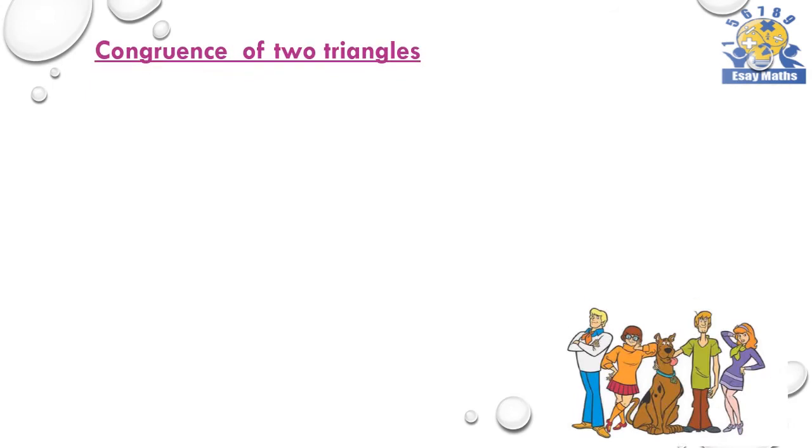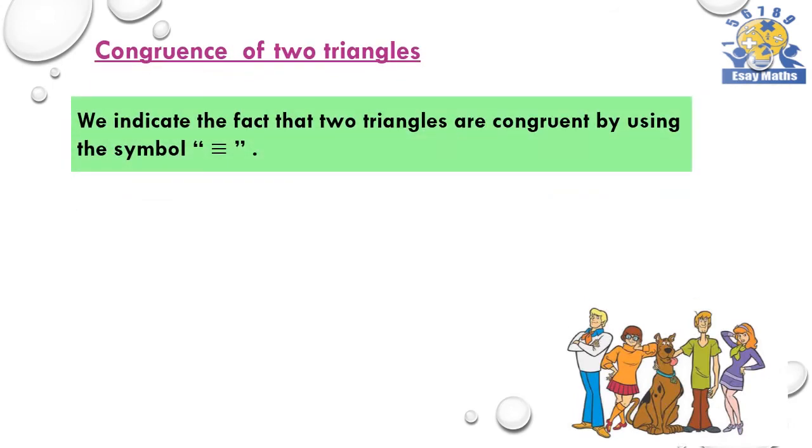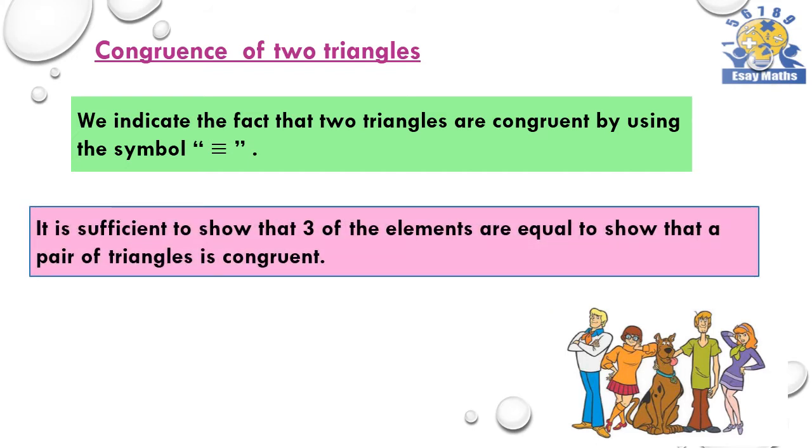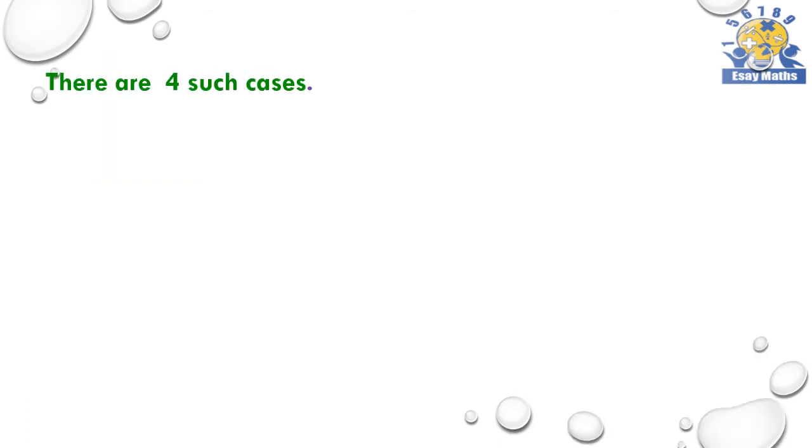Congruence of two triangles. We indicate the fact that two triangles are congruent by using the given symbol. Normally when we put the equal sign, we use two hyphens of equal length. But in congruency, we should use 3 hyphens of the same length. It is sufficient to show that 3 of the elements are equal to show that a pair of triangles is congruent. There are 4 such cases.